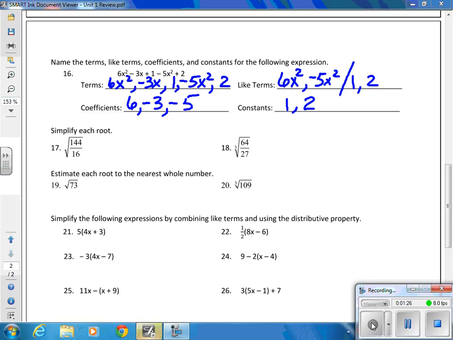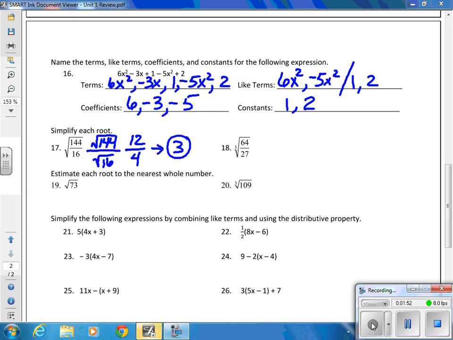To simplify each root, you're going to use your calculator to assist you with your square root and your cube root functions. In number 17, the quickest way to do this is separate it into the square root of 144 over the square root of 16, since both of those are already perfect squares. The square root of 144 is 12, the square root of 16 is 4, and now you can simplify it in a much easier way. 12 divided by 4 produces the answer of 3.